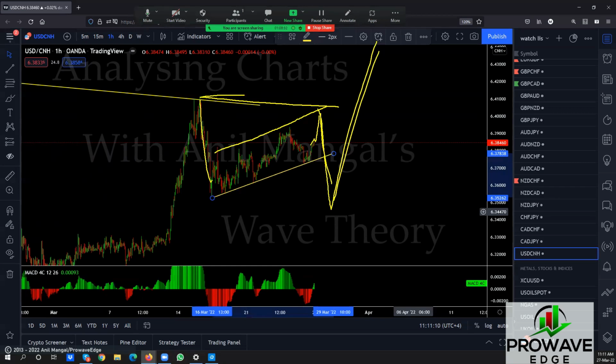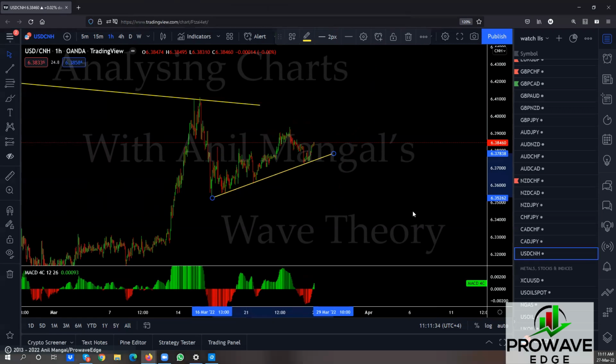Now, what if they break this top first? If they break the top first, they will come back as a running flat and then go from this point. See? Which is it? I don't know. We'll wait and see. You can trade it up today, next week, tomorrow, and then you can actually trade it back down.